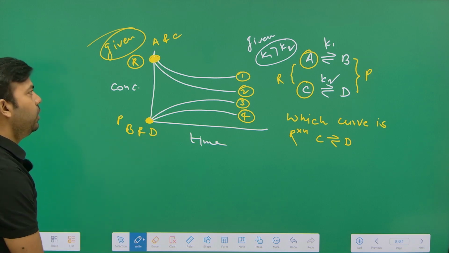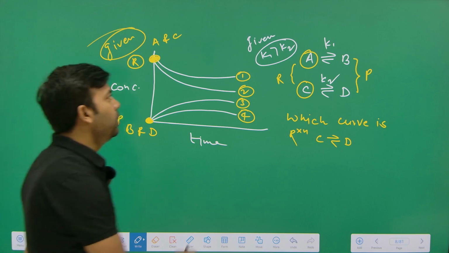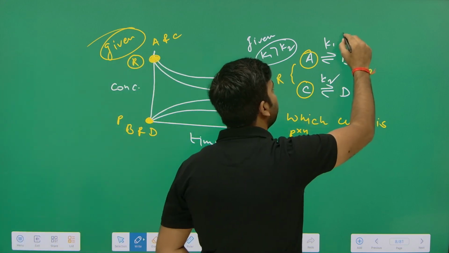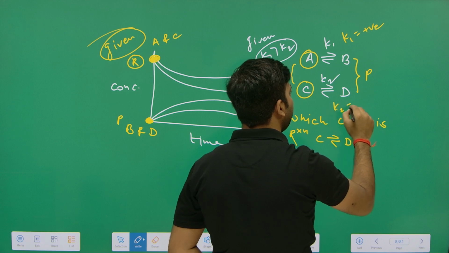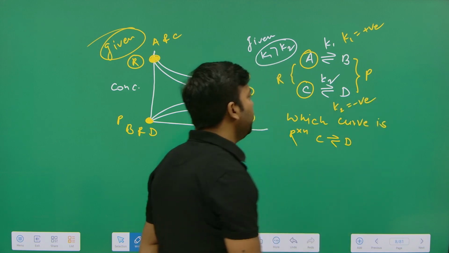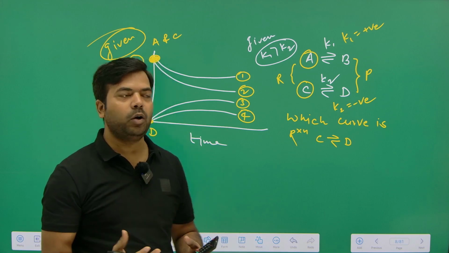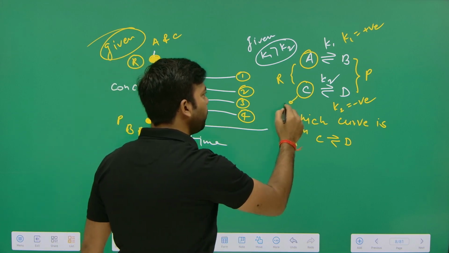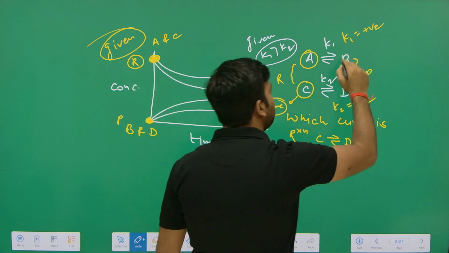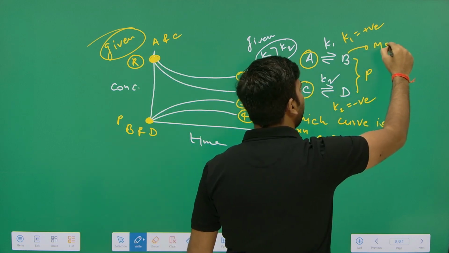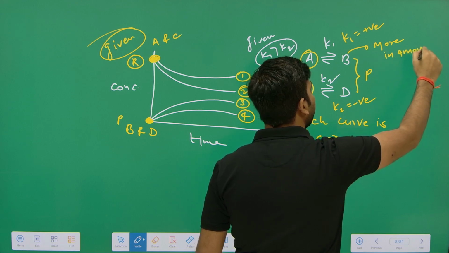Clear? So now K1 is greater than K2. What does it mean? K1 greater than K2 means K1 is a positive value and K2 is a negative value. So negative means in the second reaction C is more in amount. This is more in amount. And this is positive, it means B is more in amount. Okay.